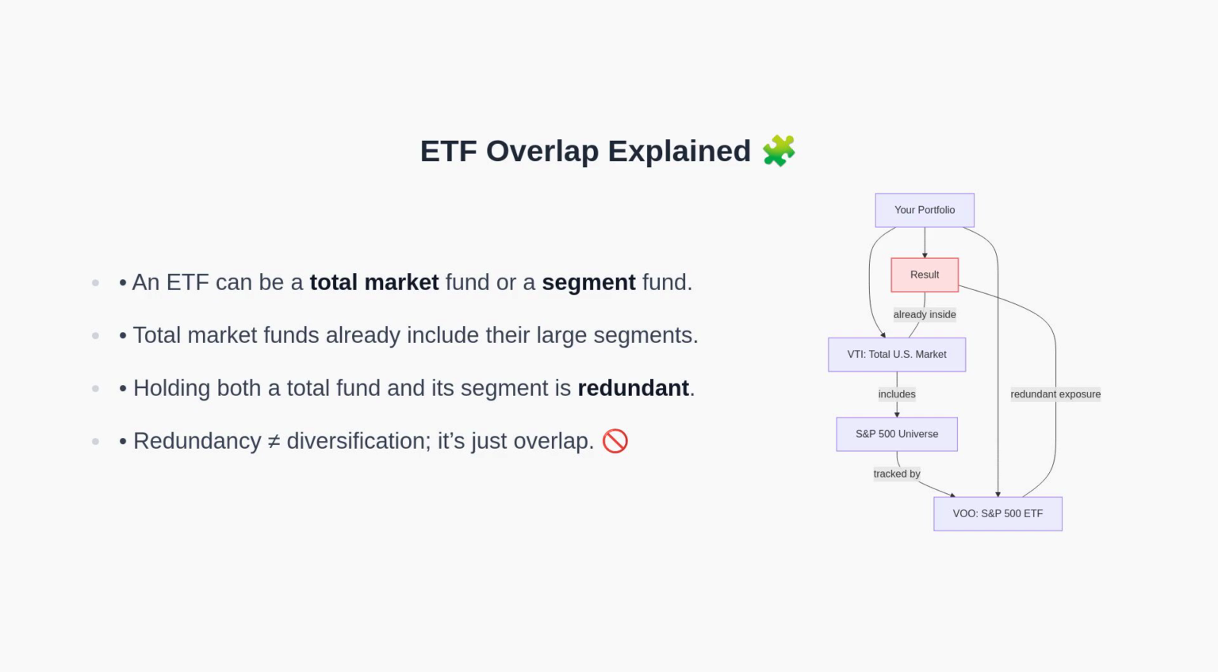The diagram shows VTI as the total U.S. market. The S&P 500 universe sits inside VTI. VOO tracks the S&P 500. If your portfolio holds both VTI and VOO, you are adding redundant exposure and not increasing diversification. This redundancy complicates rebalancing and can increase costs without improving expected outcomes.